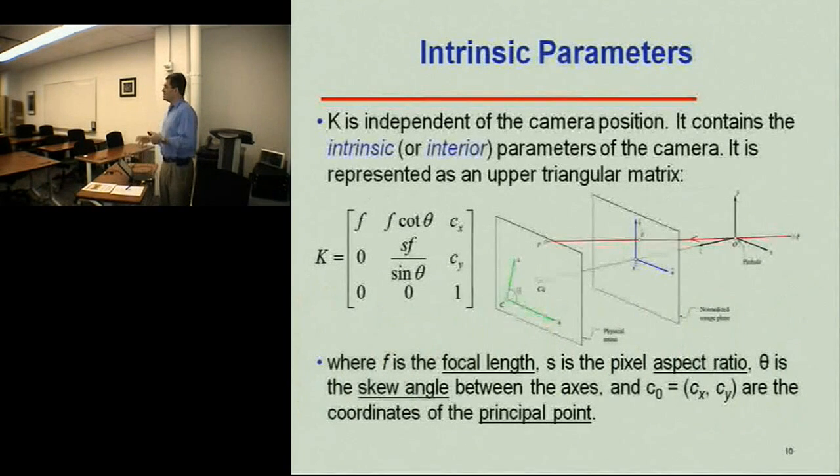Now, K, in the ideal simplified sense, only consists of information about the focal length F, but in practice it's a little bit more involved. And basically you see the matrix K here, which takes into account theta, which is the skew angle between the x and y axes. It takes into account S, which is the pixel aspect ratio, and it takes into account C0, which is the components Cx and Cy, the coordinates of the principal point, which is the center. In the idealized world, of course, S is equal to 1, theta is equal to 90 degrees, and C0 is 0. But in practice, that's not the case, and we have to solve for that.